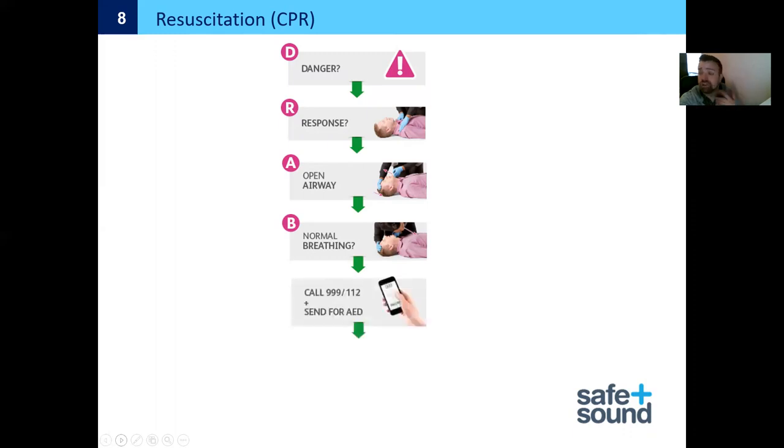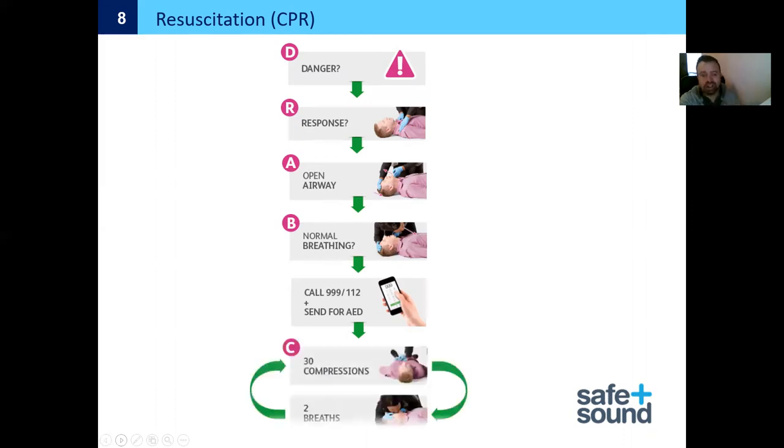Call for help at this point because you know you've got an unconscious casualty, and ask for the AED machine, the external automated defibrillator. You're going to now check for signs of life, and you're going to do your compressions. You're going to do 30 chest compressions and 2 breaths. So 30 and 2, 30 and 2, 30 and 2. We're going to be aiming for 100 to 120 chest compressions per minute, and the rescue breaths are optional. However, you should have your face masks and everything else there.